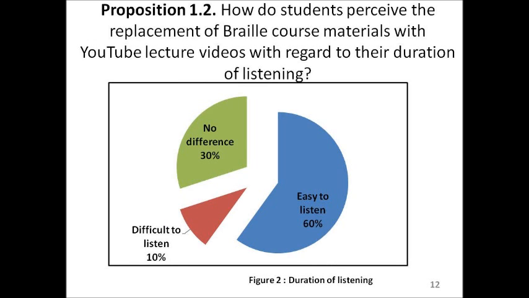For the second proposition, we asked how much time the blind students are spending on the course online videos. 60% of the blind students are spending more time on online videos because it is easy to learn. However, 10% of the blind students find it very difficult to listen to the online videos and they are spending less time on the online lectures. But 30% of the blind students feel there is not much difference for them in spending time with the online videos or the Braille course material.